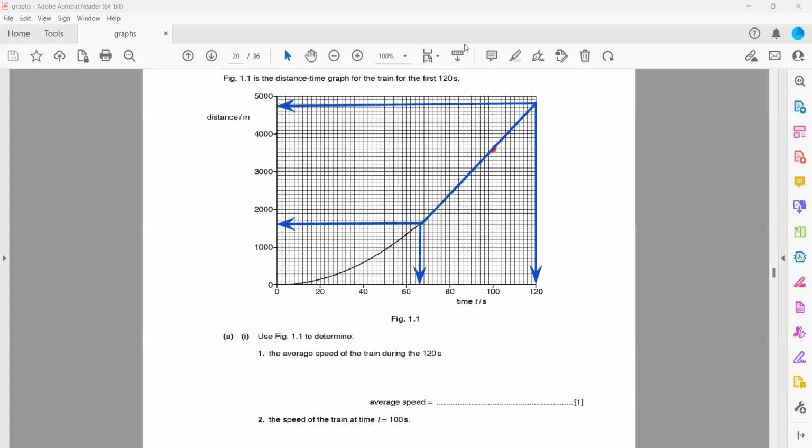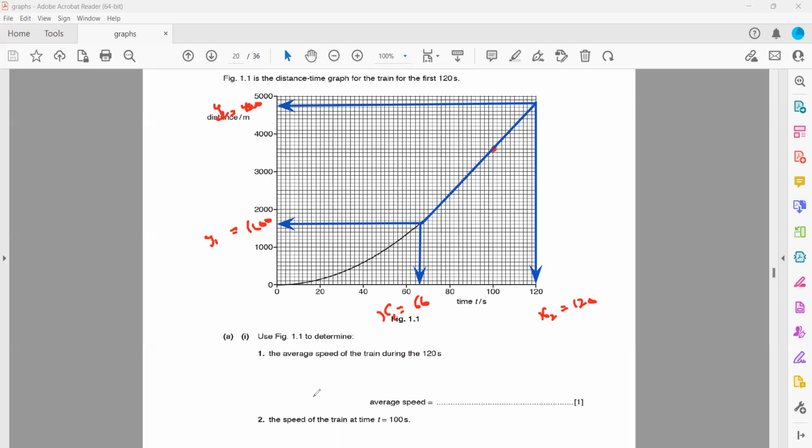And y2. So this will be 10 boxes on the x-axis, 10 boxes equals 20. So each box is 2. So 2, 4 and 6. So this is 66. So x1 is 66. x2 is 120. y1, this is 1,000, because 10 boxes equals 1,000. So each is 100. So 1,100, 1,200, 1,300, 1,400, 1,500, 1,600. So this is 1,600. That is y1. And y2, that is 4,800.